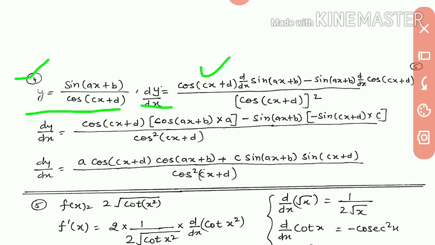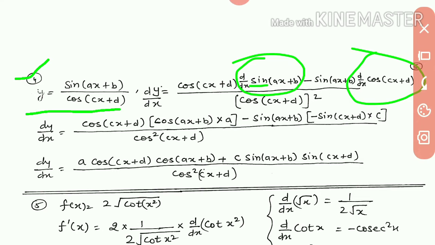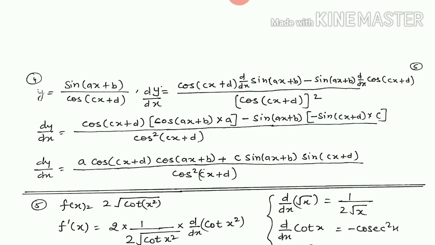Now look here, the differential portions are these only. This you have to differentiate, this you have to differentiate. The differential of sin is cos(ax plus b), and the differential of ax plus b is a. Similarly here, the differential of cos(cx plus d) is minus sin(cx plus d), and the differential of cx plus d is c. Now you write in a proper way, you will get dy by dx equal to a cos(cx plus d) cos(ax plus b) plus c sin(ax plus b) sin(cx plus d) upon cos square(cx plus d). This is a very simple question.